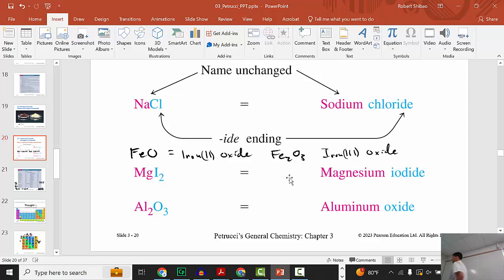So we can differentiate. Variable charge here, we don't indicate. If I have iron in the +3 state, then in order to balance out the charges, I'll need 2 irons and 3 oxides to balance out. If I have iron in the +2 state, I'll need 1 to balance the charges out.